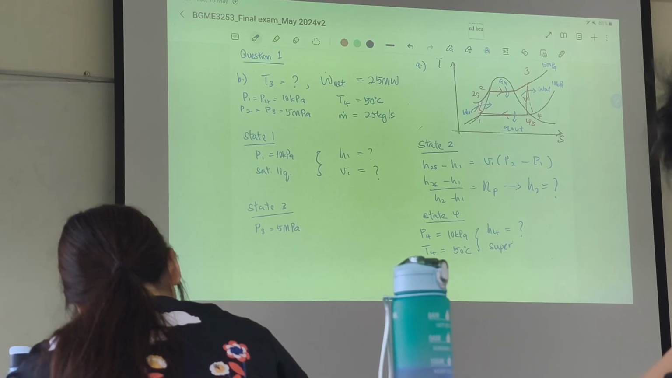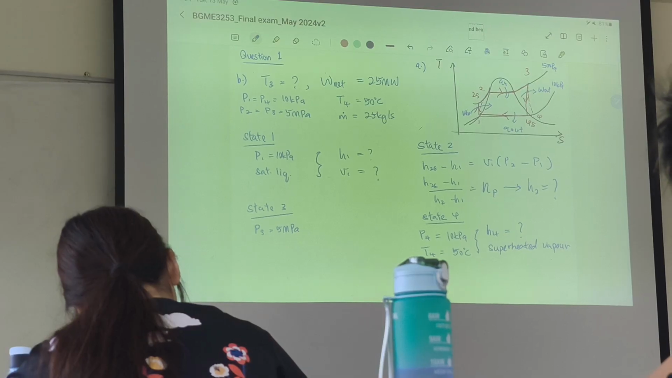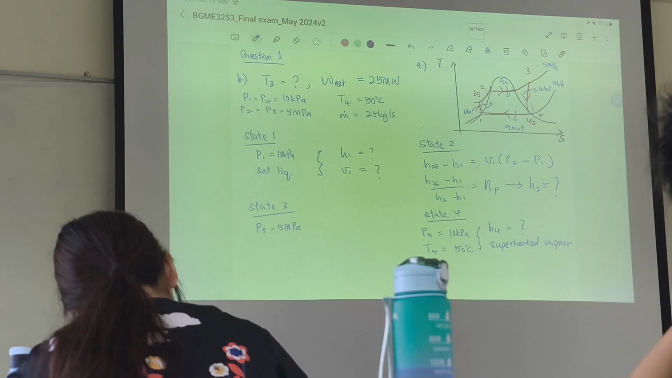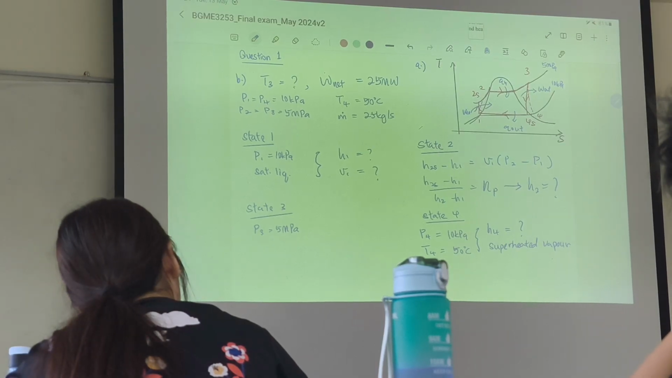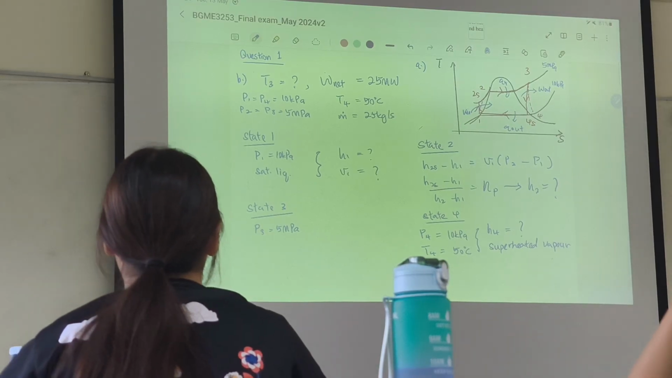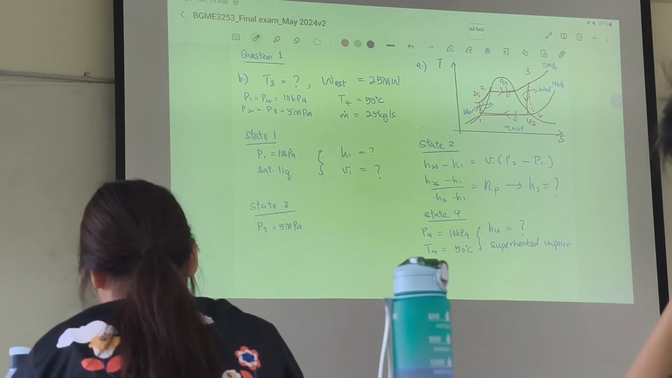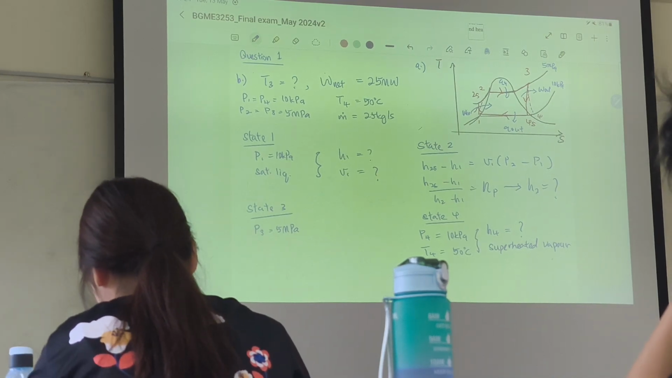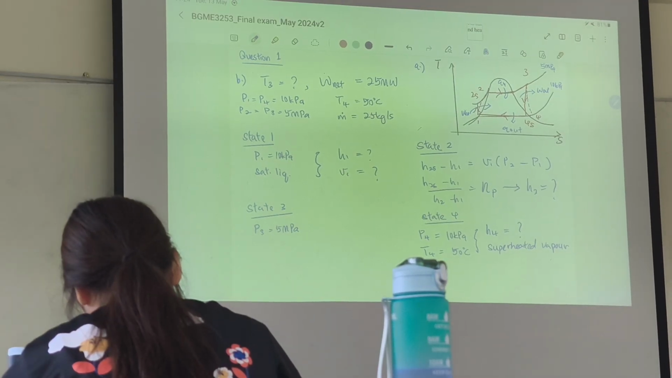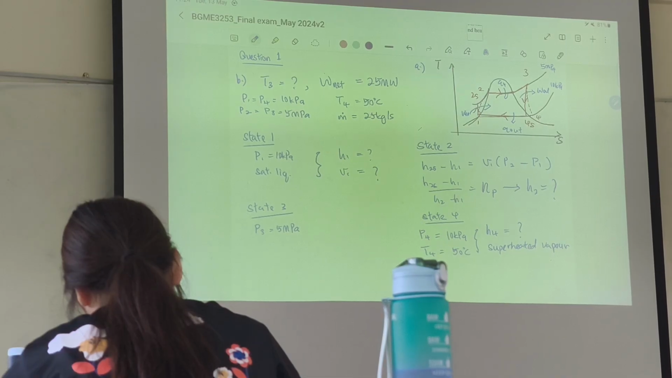It should be a superheated vapor. So it doesn't matter what state it is because the question directly gives you the temperature, but the table should be the superheated vapor table. Okay, so for you at least this is the minimum that you should reach, because these are all just looking up values based on the properties that you have.